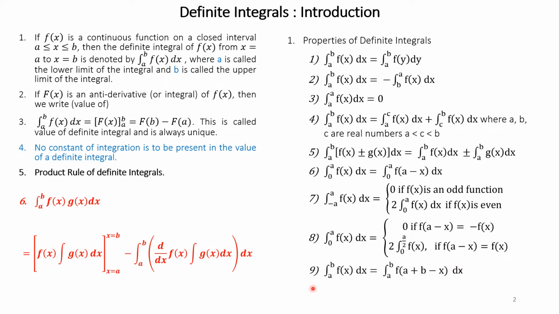Property number 9: the integral with lower limit a and upper limit b of f of x dx equals the integral from a to b of f of a plus b minus x dx. Please remember and note down all the points. Pause the video and note down all the important points. This will help you in solving numerical problems.